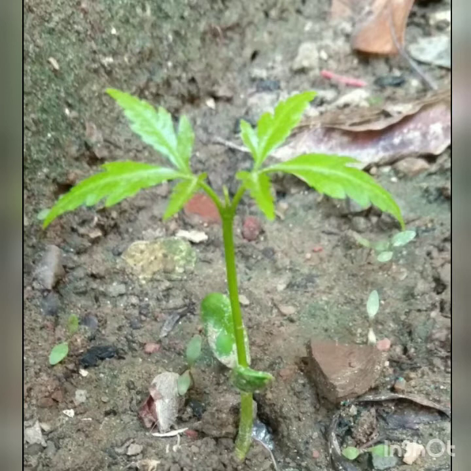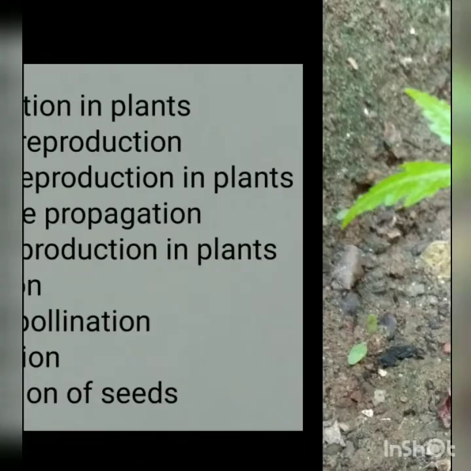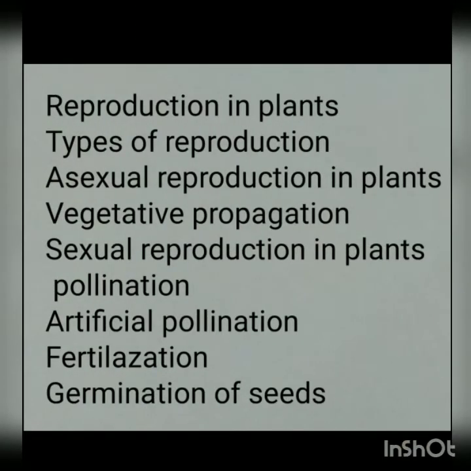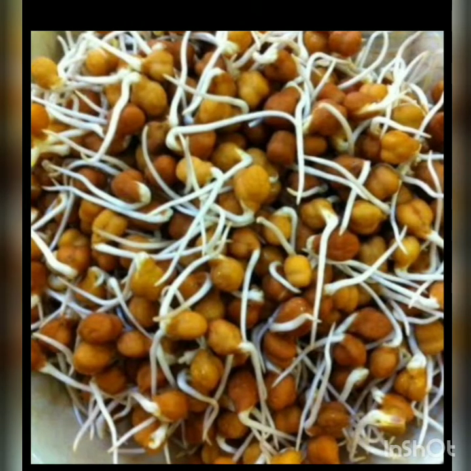With this much explanation, we conclude this chapter. In this chapter we studied types of reproduction, asexual reproduction in plants, different types with examples, vegetative propagation, natural and artificial methods, sexual reproduction in plants, pollination, pollinating agents, artificial pollination, fertilization and germination of seeds.